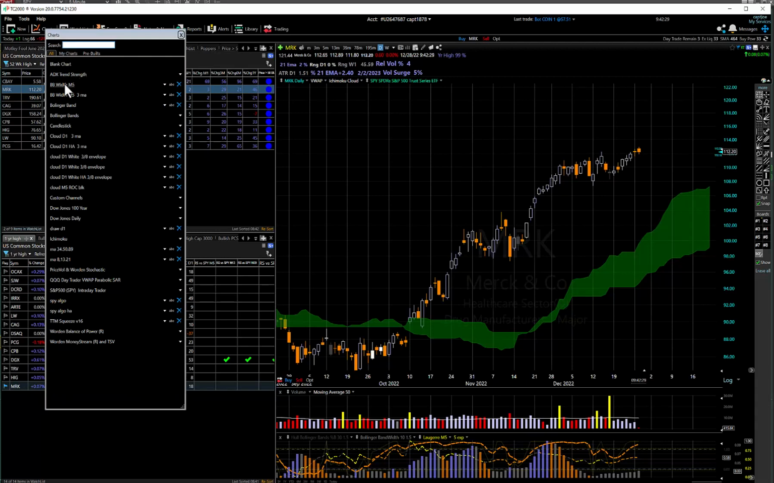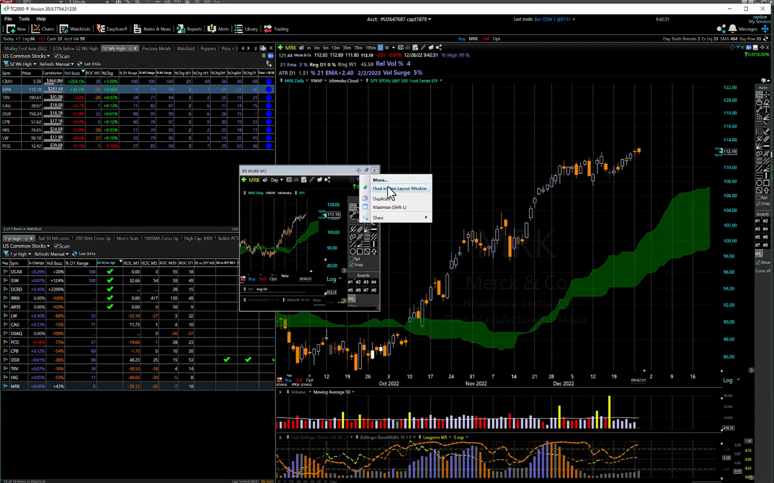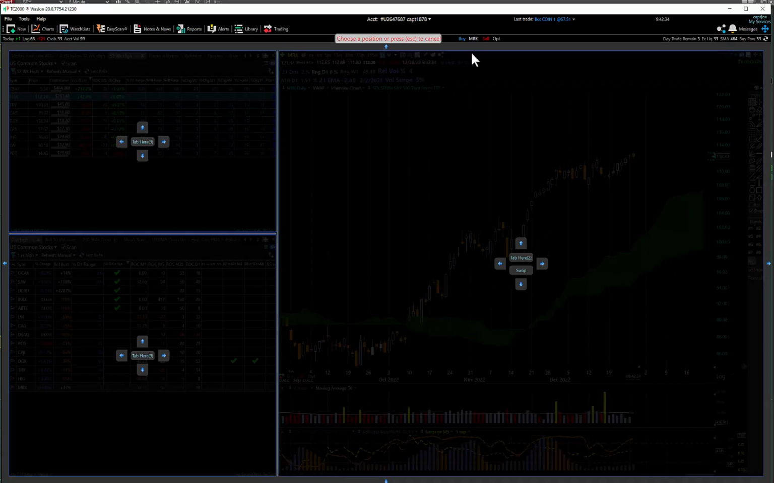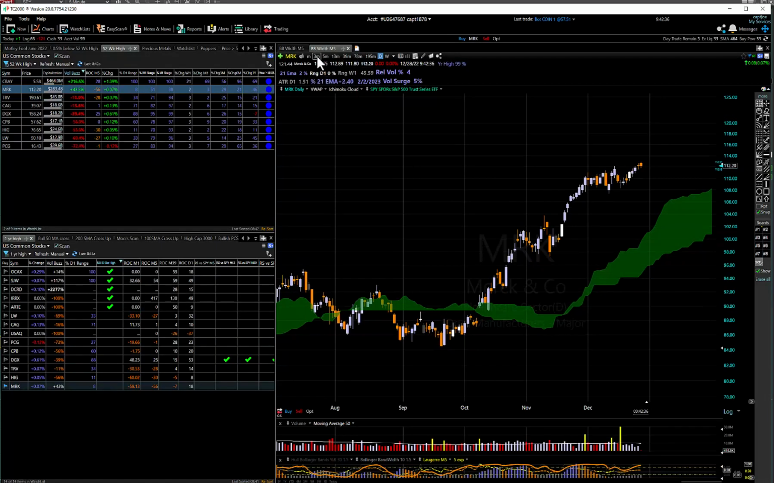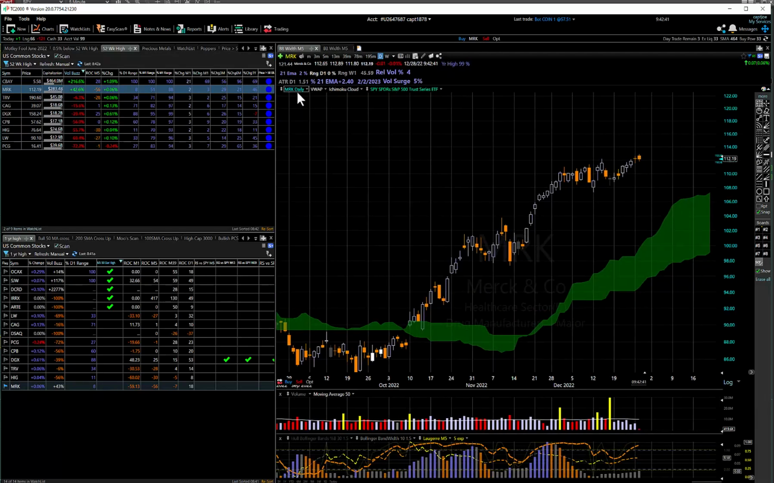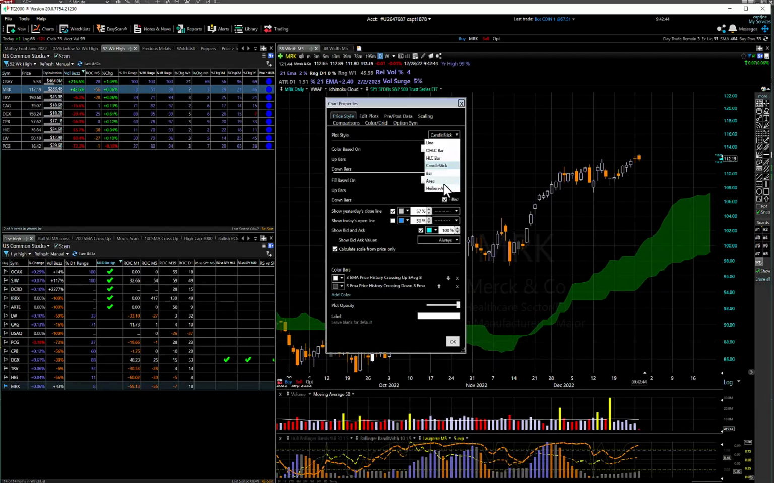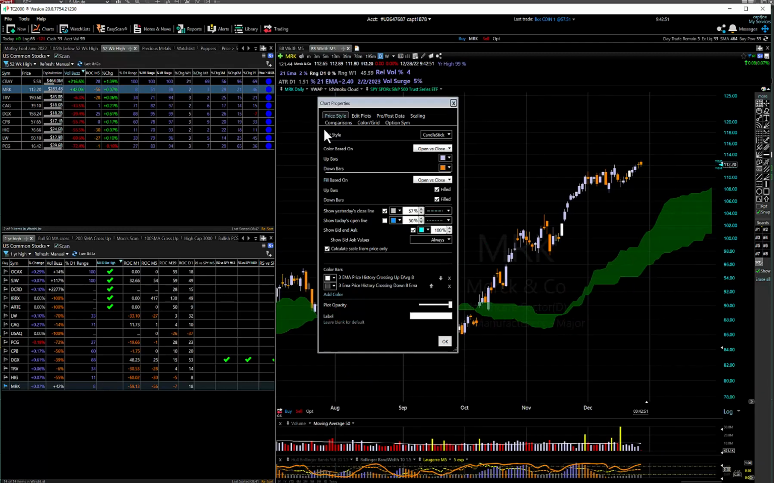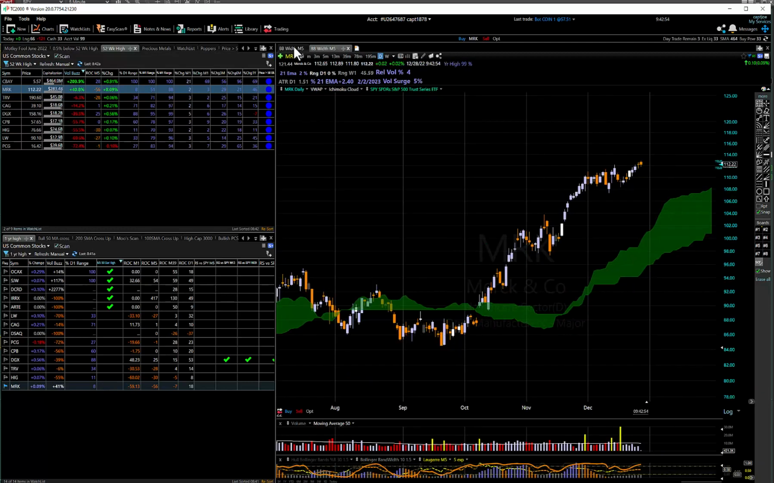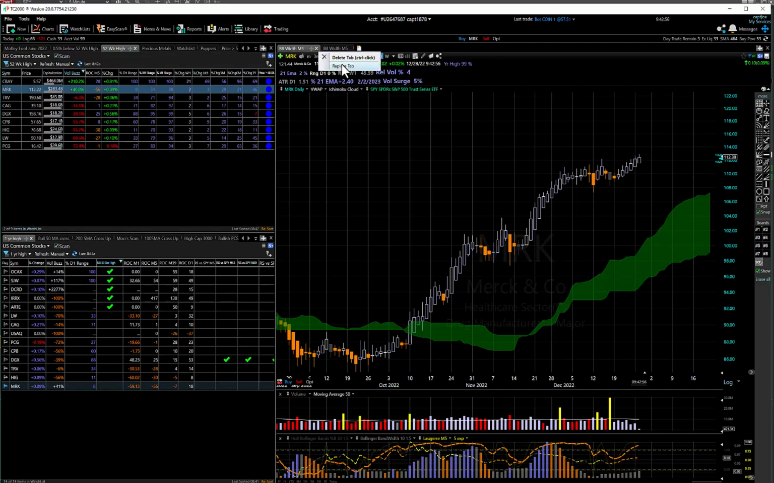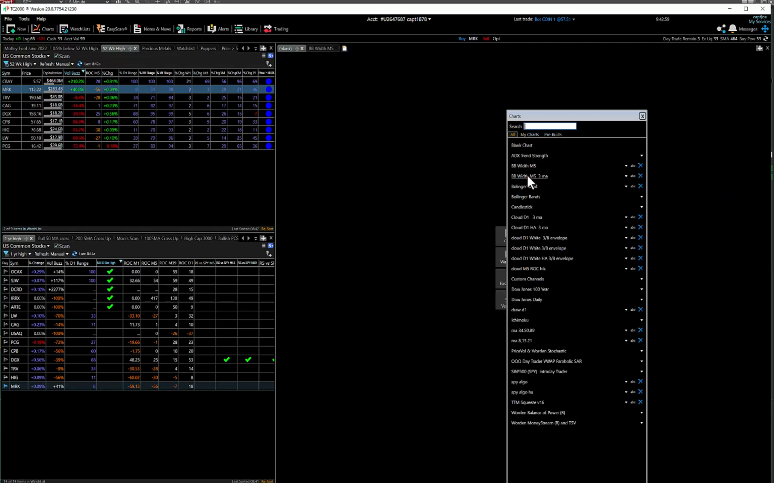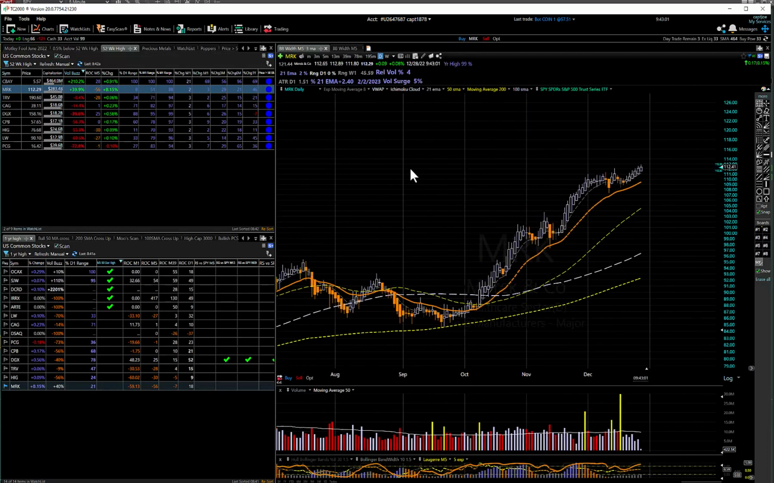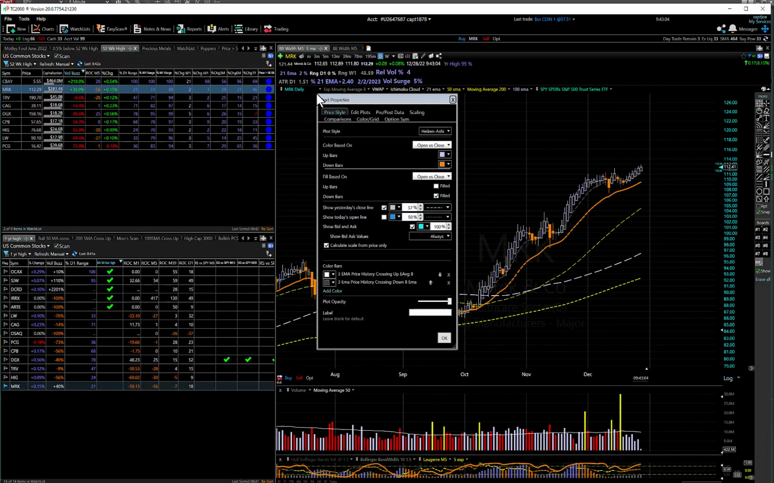I'm going to add a chart to my platform. That's how easy it is in TC2000. Make my first chart into a Heikin-Ashi and make my second chart into a candlestick. Got one I like better. There we go. I'm all set now.